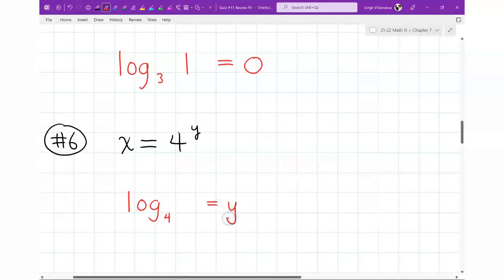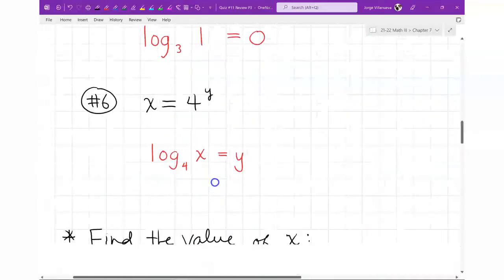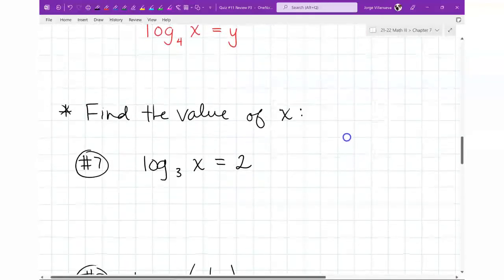Y. So that means the leftover piece, I haven't used the x yet. I'm going to put that right there. Okay? And that's it. That's all you got to do for those questions. Just rewrite it. Okay? You guys get the why the 4 is the base?